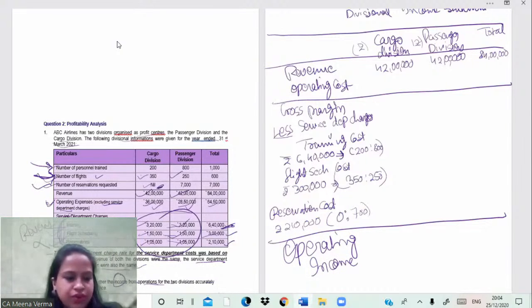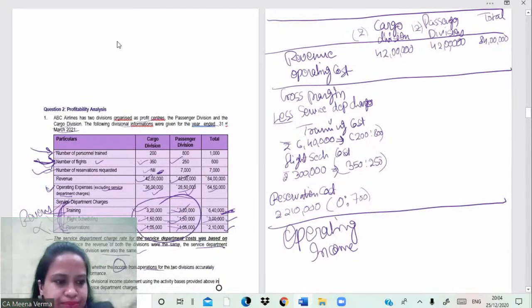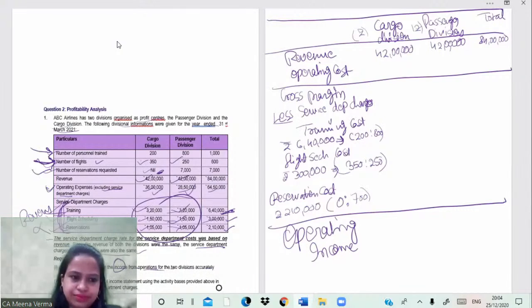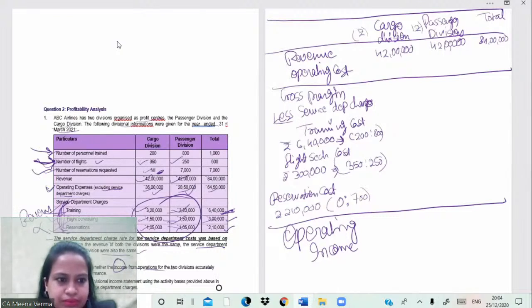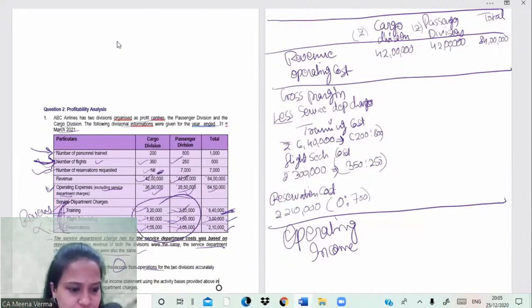Okay. Do this. I'm waiting for all of you to give me the answer. I'm expecting all of you to do this on your own and give me the answer. Yes, we are applying activity-based costing here. Give me the operating income, the value of operating income. I got an answer from Hema, but I expect other students also to give me the answer.